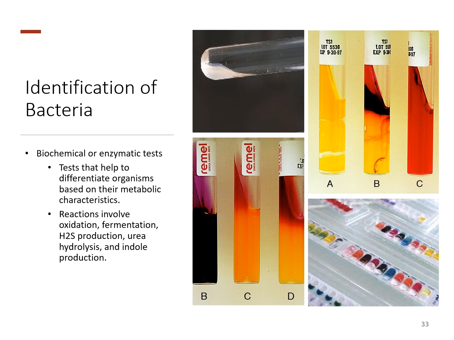We also look at the biochemical or the enzymatic tests to help determine one organism from the other. And so with this, we look at the metabolic characteristics of the organism. We look at things like the oxidation of the organism. Does it ferment certain sugars? Does it produce any sort of CO2? Does it produce gas? Does it utilize urea? Does it produce indole?